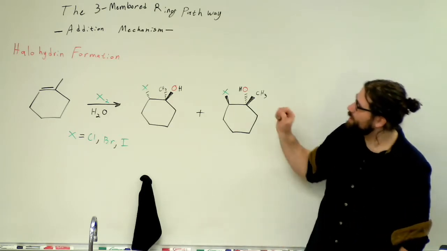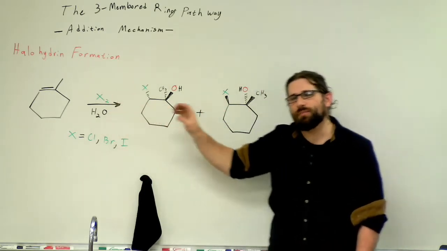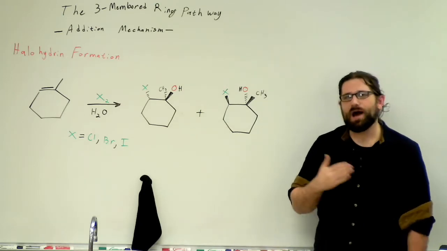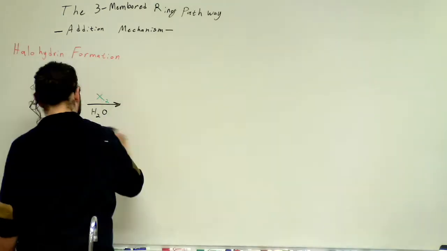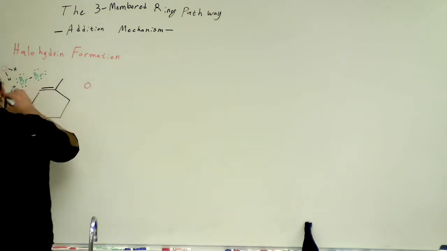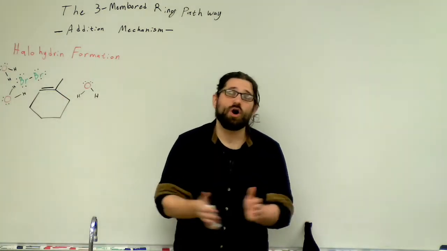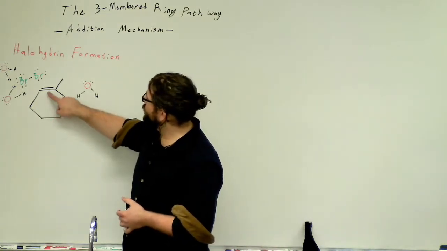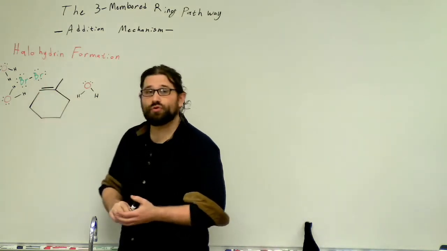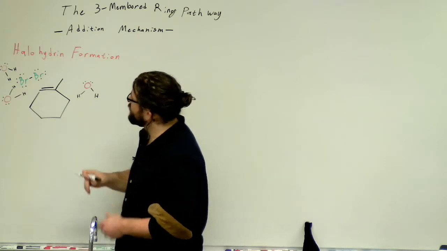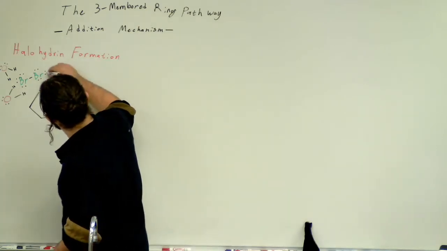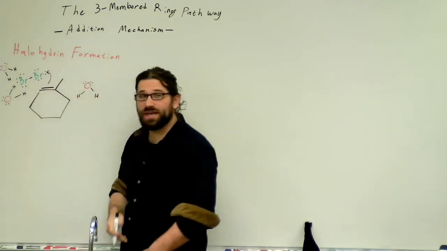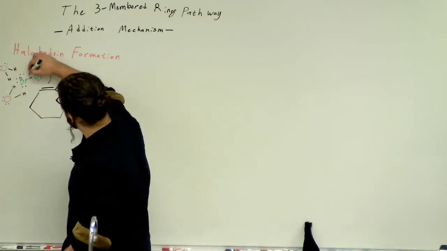So let's go ahead and erase this and draw out the mechanism from start to finish to see how this is working. So we're all prepped with our cyclohexene. This double bond is going to be attacking one of these bromines. And I'm just going to have it attack the closest one. That bromine is going to give up its bond with the other bromine.